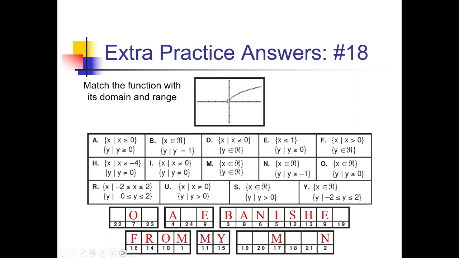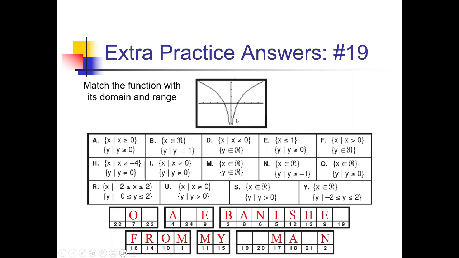For 18, this looks like the square root function. If that's the case, then our domain is still going to be greater than or equal to 0 for x, and the range will also be greater than or equal to 0, but this time for y. So 0 greater than or equal to, that's a, so that's box 18, which is right there.